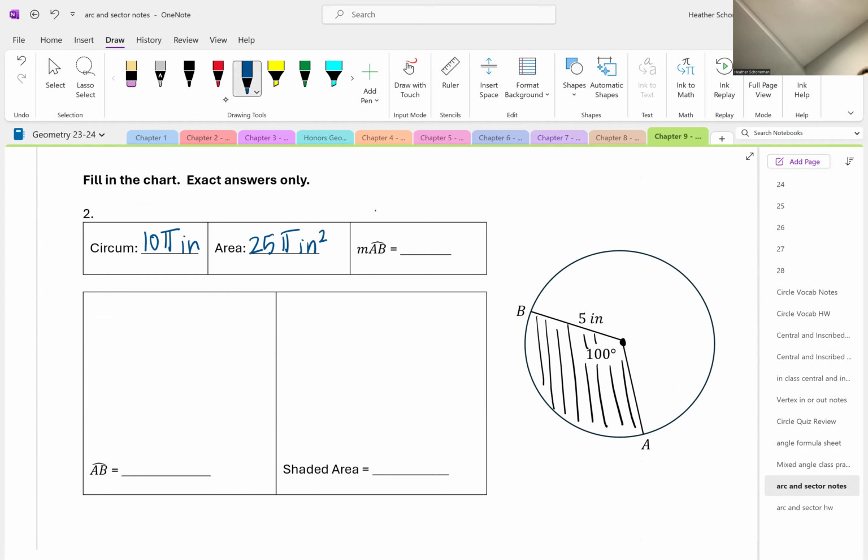And then this one right here, because the M is in front of it, they want the measure. So that is the degree. Well, it's a central angle, so the angle matches the arc. So this is going to be 100.